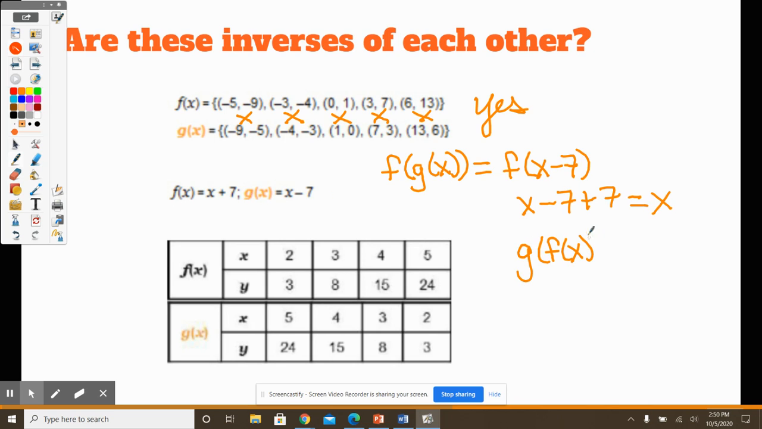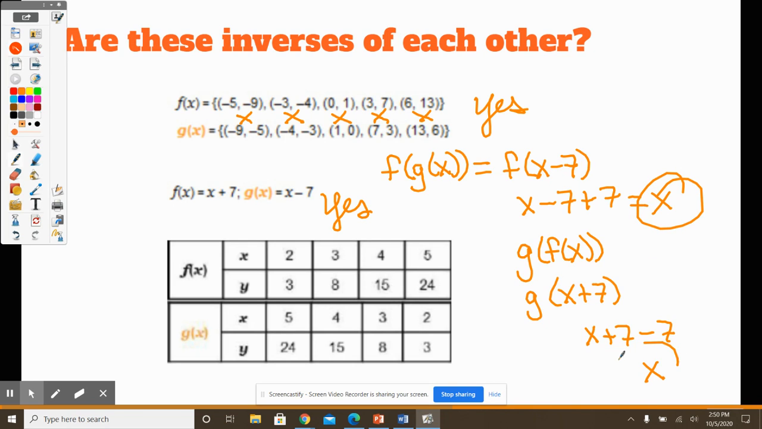You can do the other way as well. G of f of x, because you need to do both. That would be g of x plus 7, which would be x plus 7 minus 7, which also gives you x. So yes, they're inverses because they undo each other and they leave us just with x.